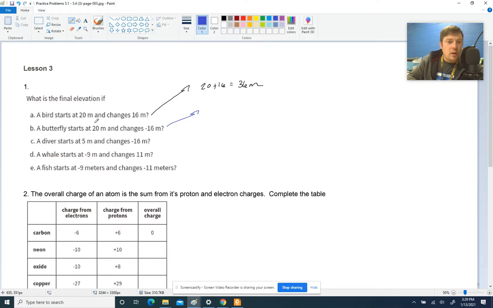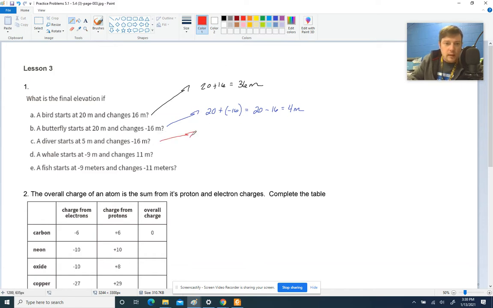So number 2. A butterfly starts at 20 meters above sea level, but then it changes and it goes downwards by 16. So this would be like doing 20 plus a negative 16. And since their signs are different, and it's just like doing the subtraction problem 20 minus 16, we just get 4. So we have to actually subtract there to get that answer. Let's move on to the next one.